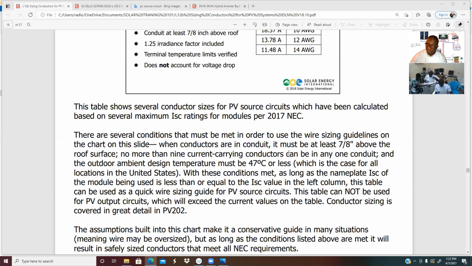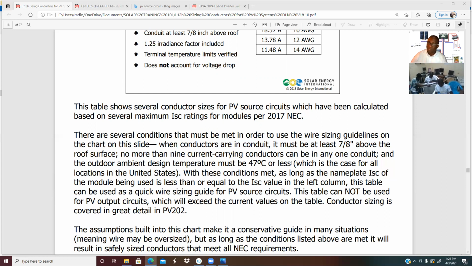Well, I was not following. I'm going to ask the question again. There are several conditions that must be met in order to use the wire sizing guidelines on this chart on this slide. When conductors are in conduit, it must be at least 7/8 above the roof surface. No more than 9 current carrying conductors can be in any one conduit.